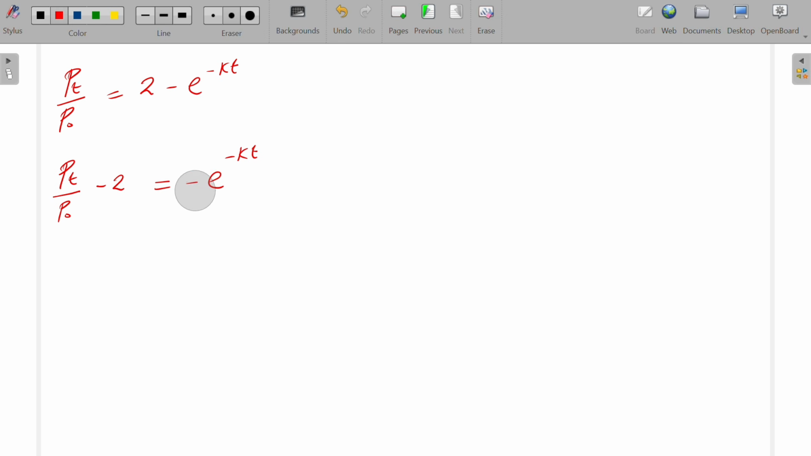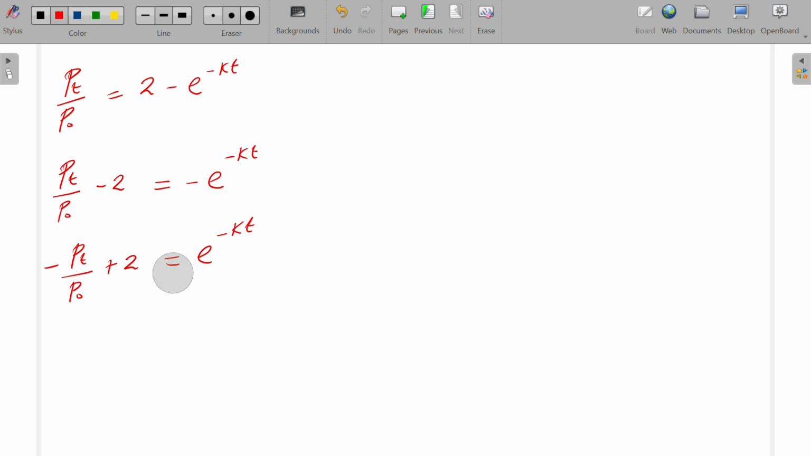Now, we don't want our E to have a minus here. We want our E to be positive. So in order to get it to be positive, we're going to multiply by a negative, this side and that side. When we do that, what we're going to get is minus PT. Let me rewrite that. So we'll have minus PT over P initial added to 2 to be equal to E to the power of minus KT. So that's what we are going to have there.